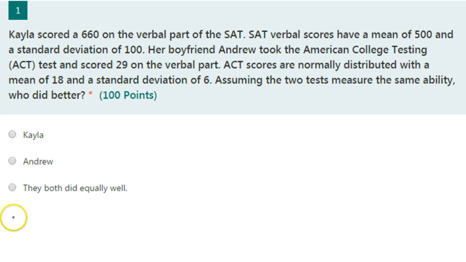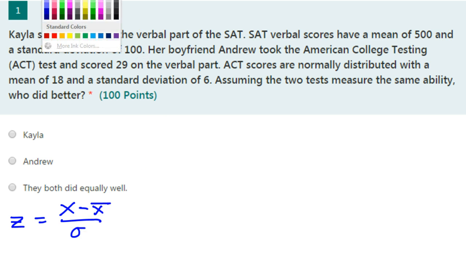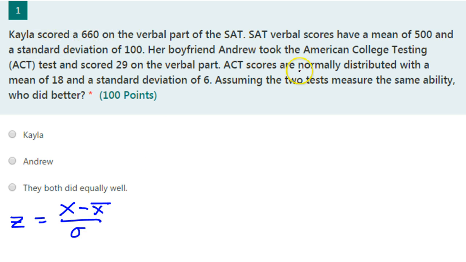Here's the formula for converting to z-score. The z-score is going to be your actual score on whatever it is minus the mean divided by the standard deviation. Okay, so let's do that twice, once for Kayla and once for Andrew.